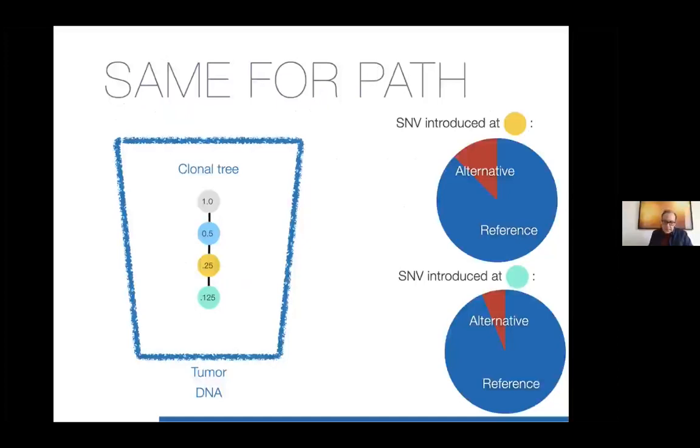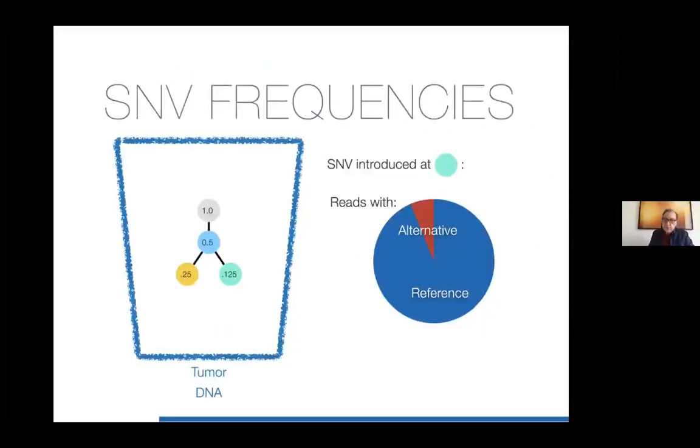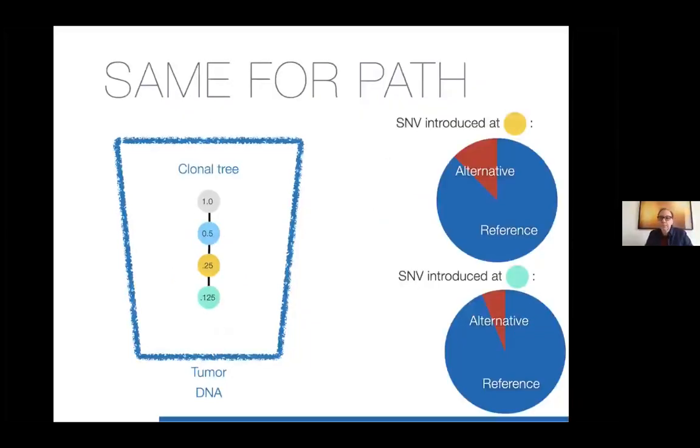If you look at an SNV introduced at this vertex, an 1/8 of the reads covering that position will carry the mutation. And the same thing over here, it's half of it, which means it's the very same thing. There's no difference between the cherry and the path. But based on bulk data, it's hard to distinguish these two cases, and they may be clinically relevant.